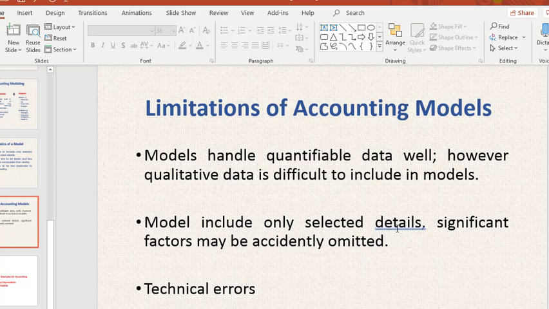Models are developed by humans, and humans are subject to making errors, right? So accordingly there's a possibility of making technical errors. These are another limitation of accounting models. But there are some techniques to trace these errors, so we'll discuss them later.